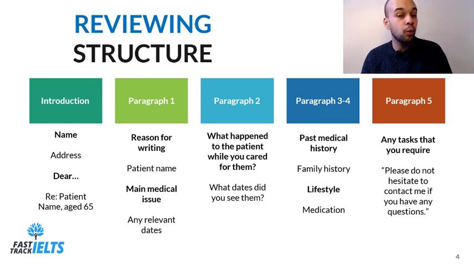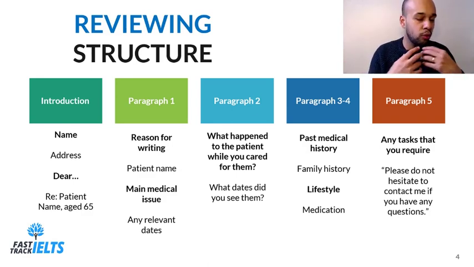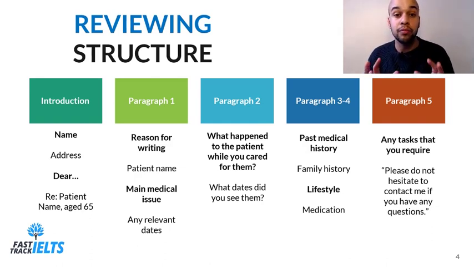And then very finally, we've got paragraph 5. And in paragraph 5, we want to include any jobs, any tasks, anything that we need the person we're writing to do are going to go in that last paragraph. So if we need the recipient of the letter to check the patient's blood pressure or do a follow-up test of some sort or check their medication, anything we need for them to do is going to go right in that last paragraph, paragraph 5. Got it? Yeah? Perfect. And then we want to end our letter with something like, please do not hesitate to contact me if you have any questions.